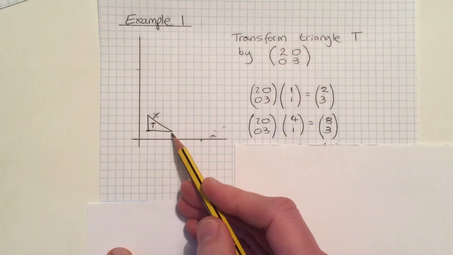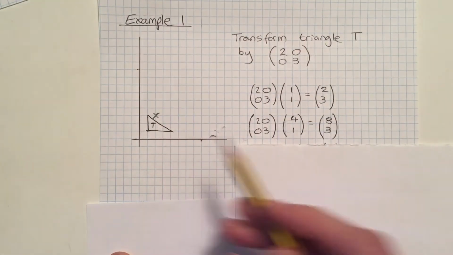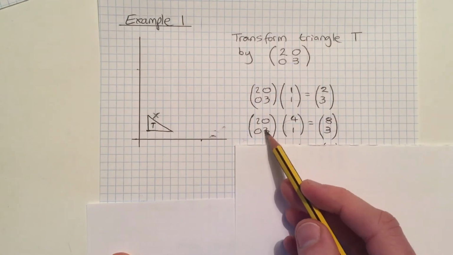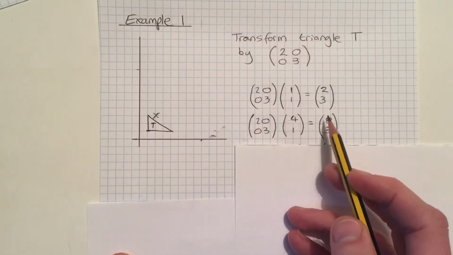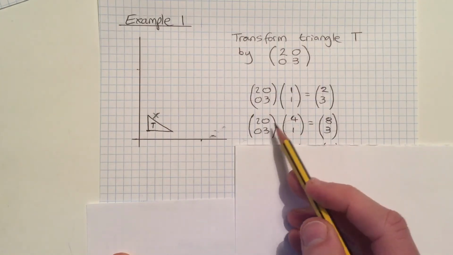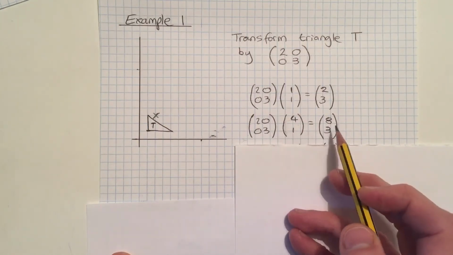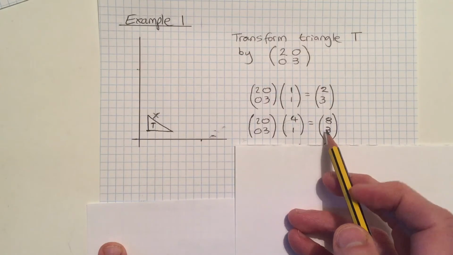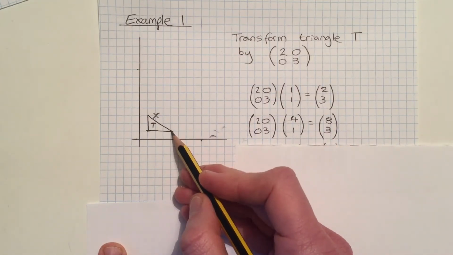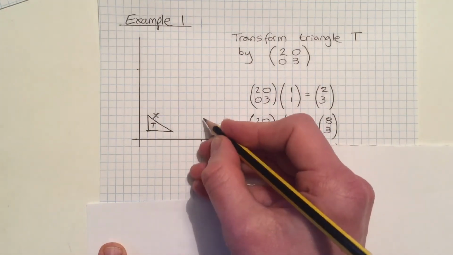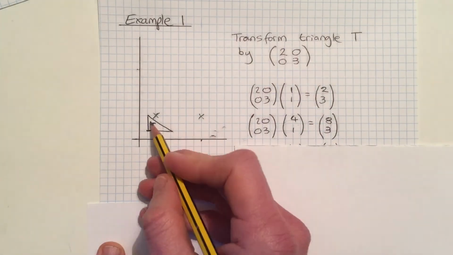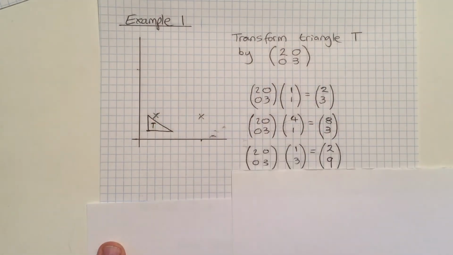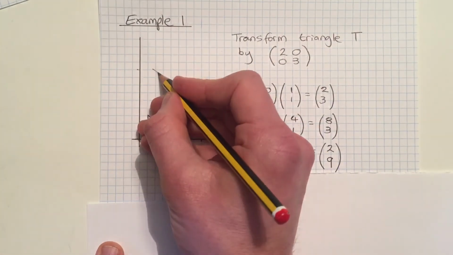Next, this coordinate here is the coordinate 4, 1. So if I apply this matrix to that coordinate, 2 times 4 plus 0 times 1 is 8. 0 times 4 plus 3 times 1 is 3. So this coordinate here gets transformed to the coordinate 8, 3, which is there. And then finally this coordinate here, that gets transformed to the point 2, 9, which is there.